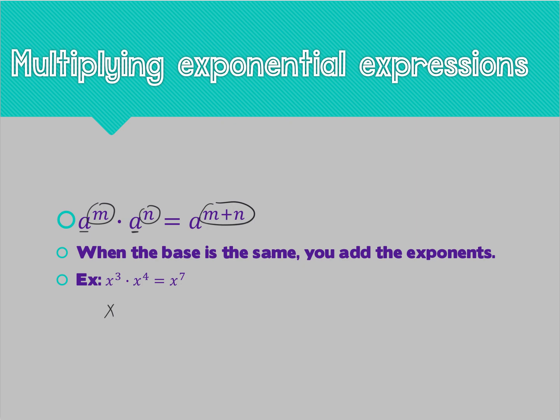So if I have x to the 3rd times x to the 4th, it's x to the 3 plus 4, or x to the 7th. That works for numbers as well. If I have 2 squared times 2 to the 5th power, that's 2 to the 2 plus 5, or 2 to the 7th power. Same thing.